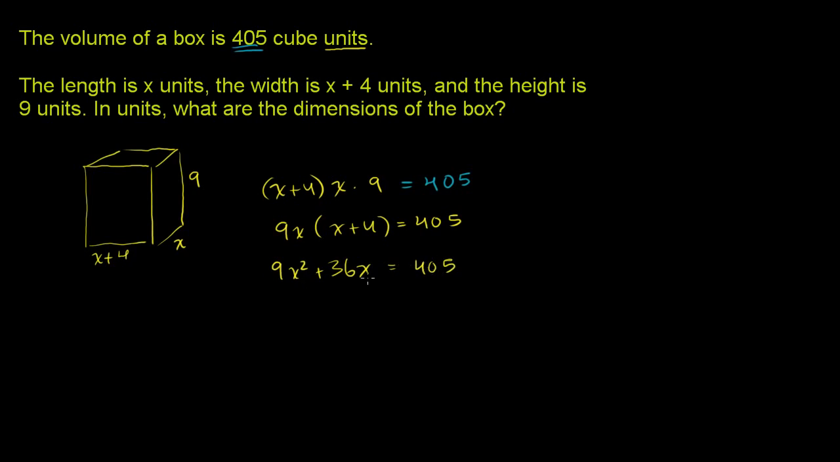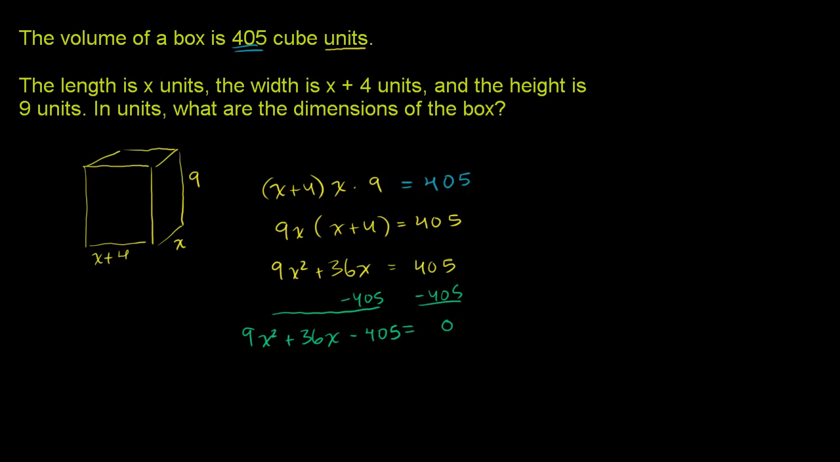Now, we want our quadratic expression to be equal to 0. So let's subtract 405 from both sides of this equation. When you do that, your right-hand side equals 0, and your left-hand side is 9x squared plus 36x minus 405. Now, is there any common factor to these numbers? Well, let's see, 405. 4 plus 0 plus 5 is 9, so that is divisible by 9. So all of these are divisible by 9.